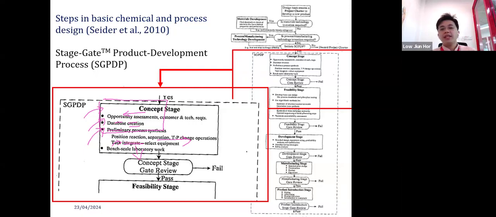So in this case, if let's say the concept is proven practical enough, then only we proceed to the next, which we call the feasibility stage.